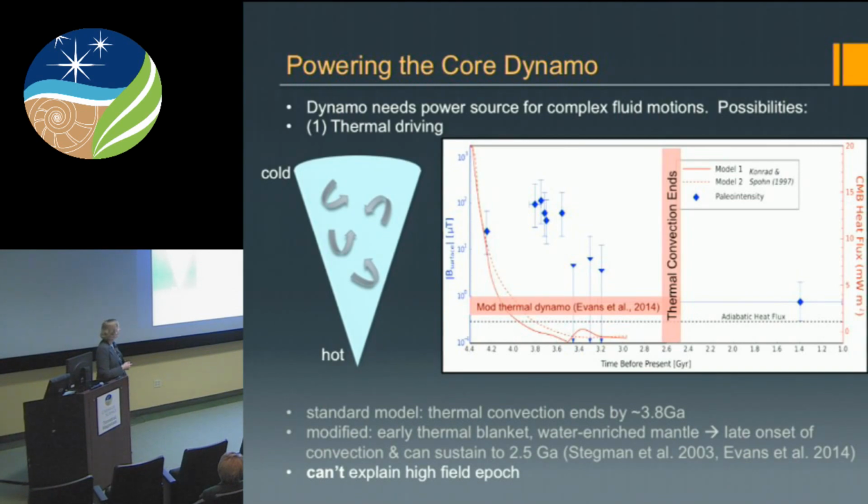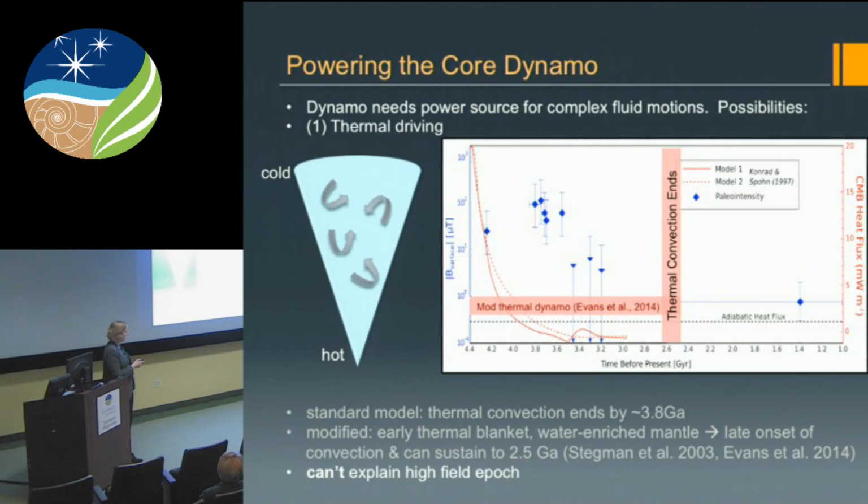You can do things like make a water-enriched mantle or have the core mantle boundary of the moon initially be thermally blanketed by radiogenic heat sources. And so you can delay the turning off of convection with this method. And if you do that, you can make thermal convection last much longer, so up to about 2.6 to 2.5 billion years ago. So in this case, you might be able to explain the longevity of all these points, samples that we have.